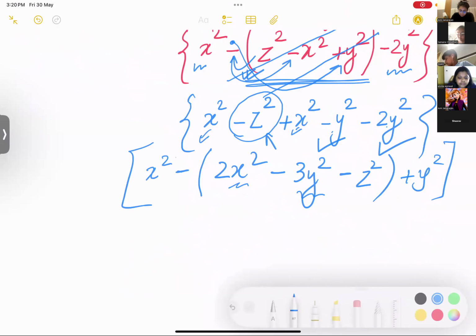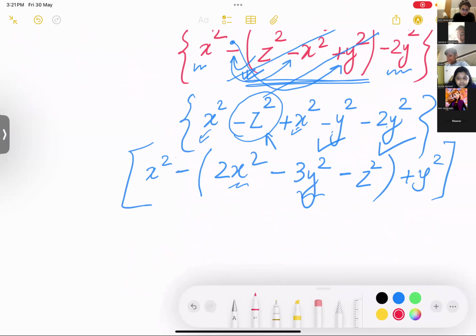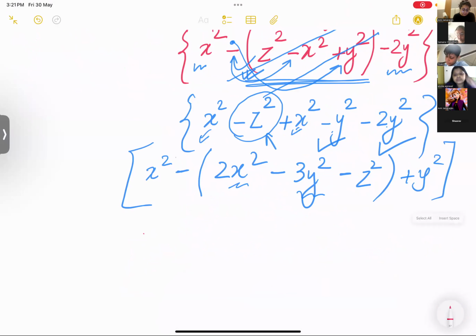Solve with me right now. Don't write, just tell me as we go. X square. This is my minus. I open the bracket. It becomes what?